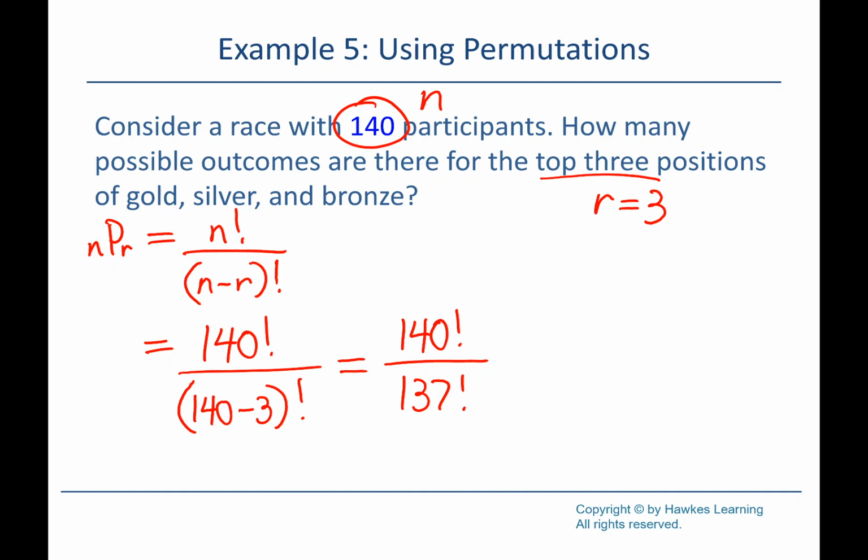These are gigantic numbers. But we can use our cancellation trick. So on top, we'll have 140 times 139 times 138 times 137, all the way down to 1. On the bottom, it starts at 137 down to 1, so everything 137 or smaller is going to cancel. On the top, we're just left with 140 times 139 times 138.